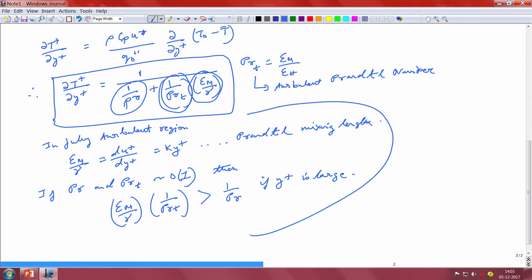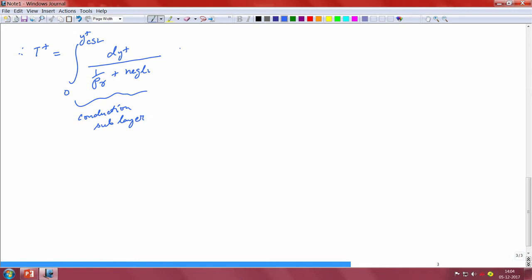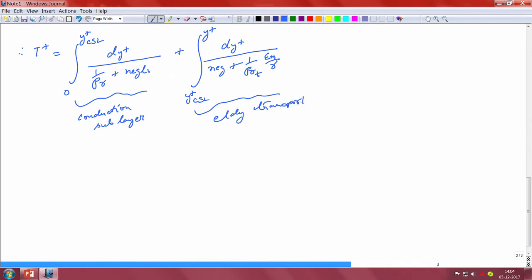Using this, we get a 2-stage solution for our temperature. So, that 2-stage solution will be: T plus is the integral from 0 up to the upper limit of dy plus divided by 1 over Prandtl number plus some negligible terms. This is what we call the conduction sublayer. Plus you have, from the sublayer CSL all the way up to any y plus, the integral of dy plus divided by some negligible terms, because the Prandtl number is now kind of low compared to this epsilon m by gamma. This is what we called the eddy transport layer.